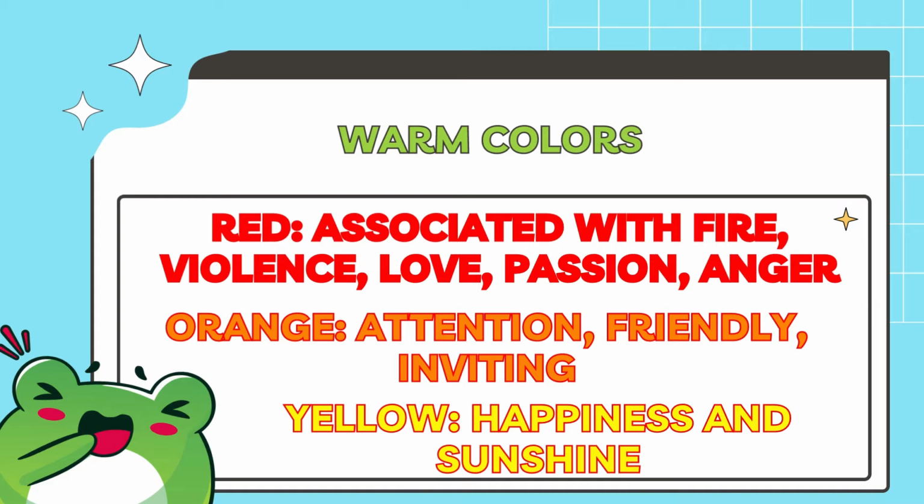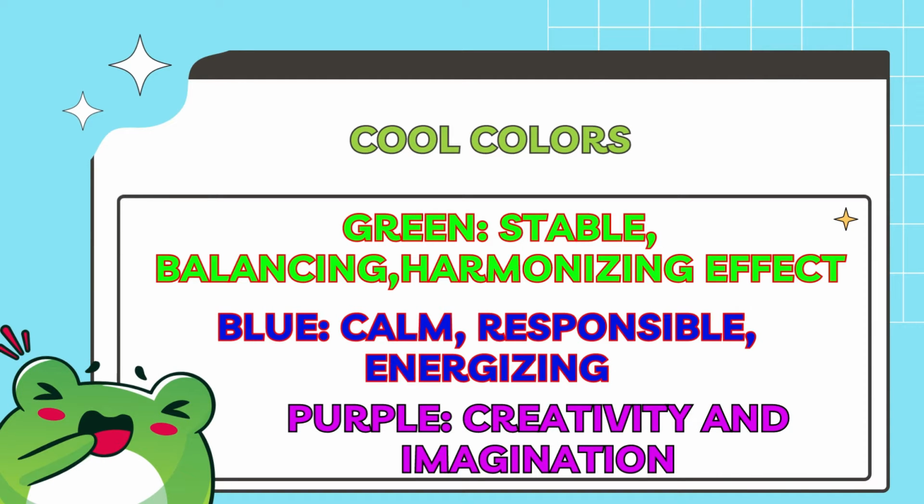So we have warm colors, that is red, which is associated with fire, violence, love, passion and anger. We have orange: attention, friendly and inviting. We have yellow, which is happiness and sunshine. So you can use a combination of these. We'll be seeing in a short while. Then there are cool colors. There is green, which has a stable, balancing, harmonizing effect. Then blue: calm, responsible, energizing, and purple: creativity and imagination.